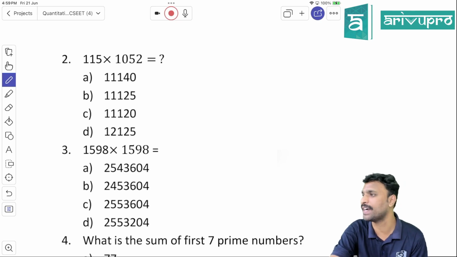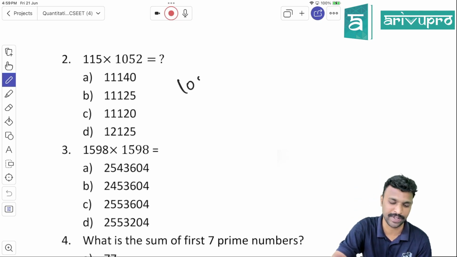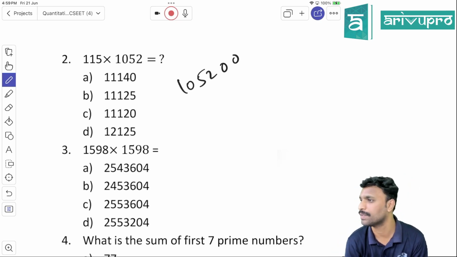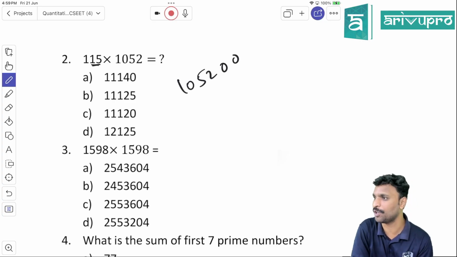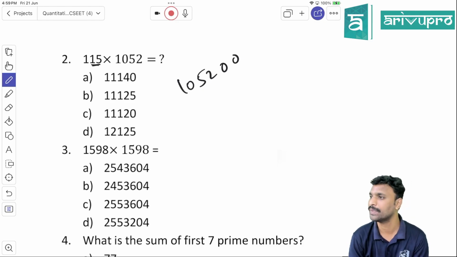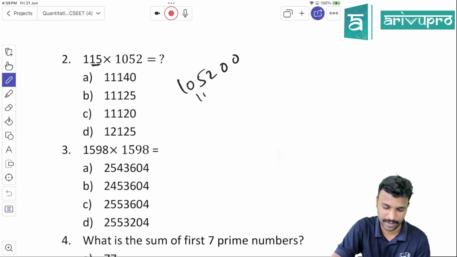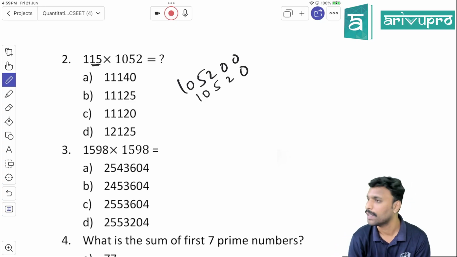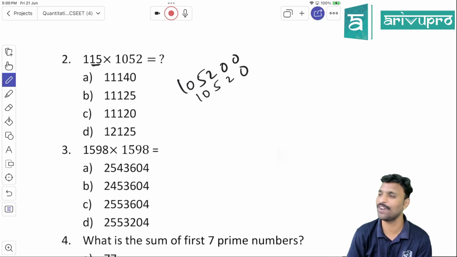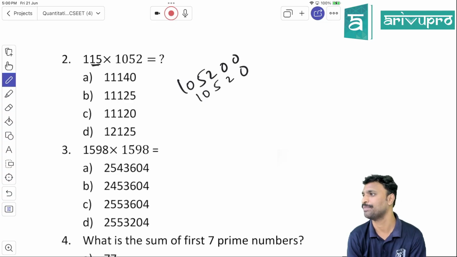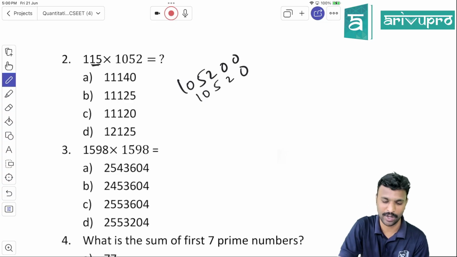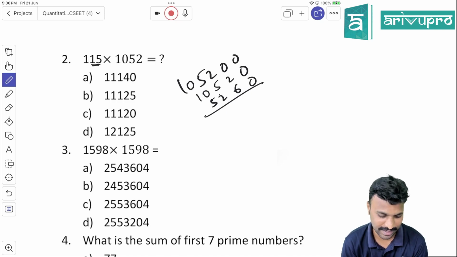1052 into 100 is 1052 followed by 2 zeros. Correct? Now 10 into 1052 is 1052 followed by a 0, so 10,520. 5% is half of that. 10,520 half is 5,260. So what is it? Oh, there's no option, is there?